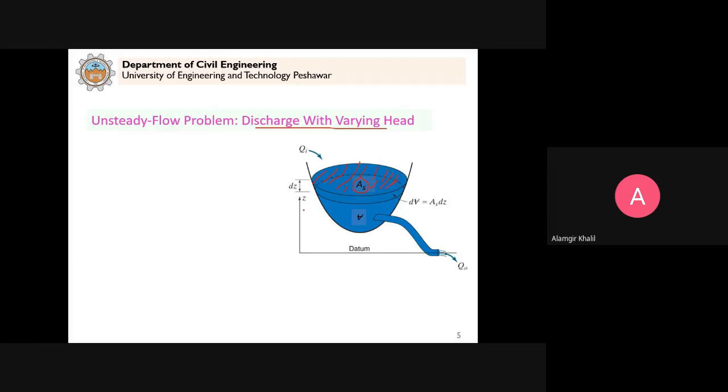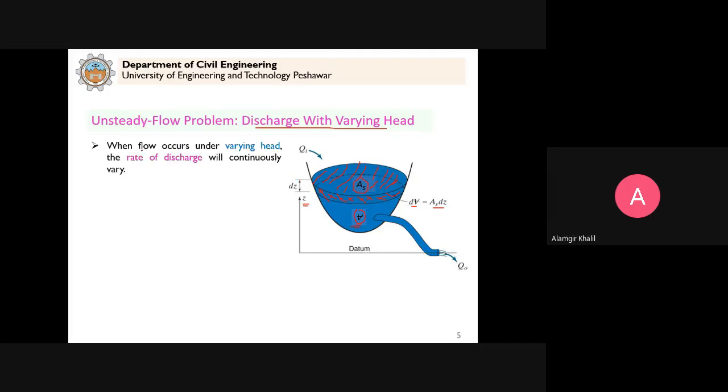The height of water in this tank with respect to this datum is denoted by Z in our textbook. So we will proceed with Z instead of H. Clear? Delta Z: if I take a differential segment here, a differential change in water level, that is denoted by dz. And this notation is used to denote the volume of water contained in this tank at any time. And the change in volume will be equal to AS into dz. Clear?